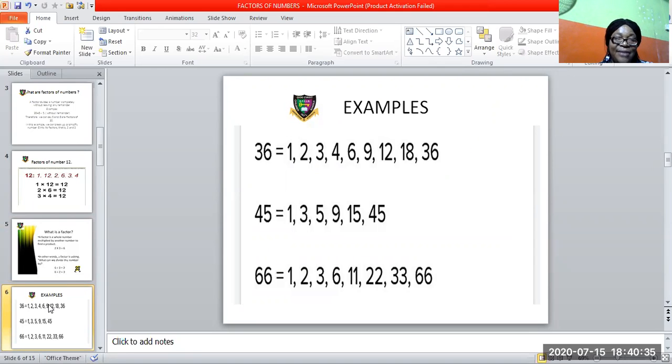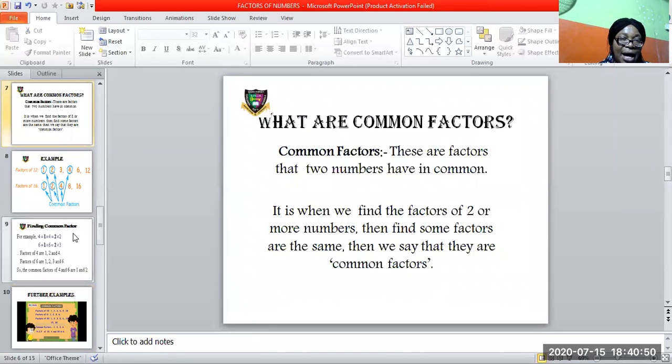And we went on to give examples of factors. Factors of 36, 45, and 66. Factors of 36: 1, 2, 3, 4, 6, 9, 12, 18, 36. Are we together?